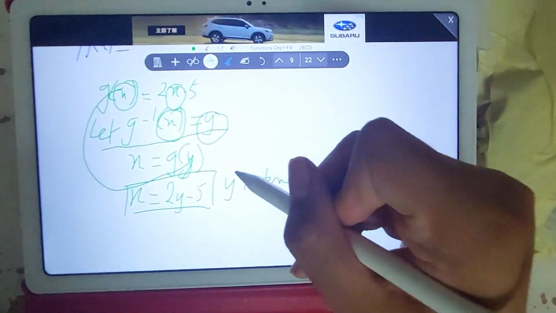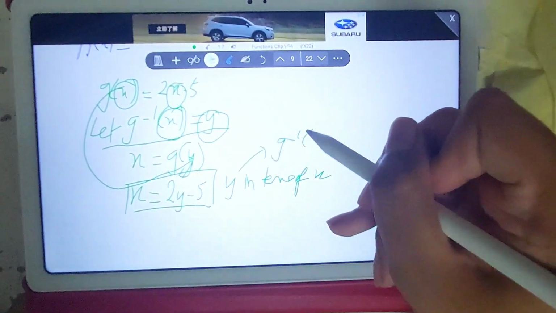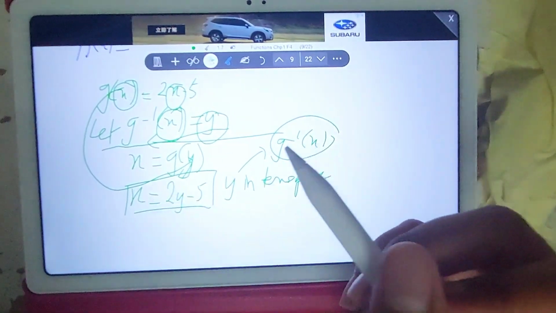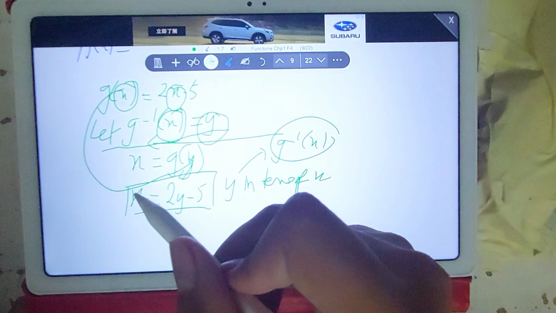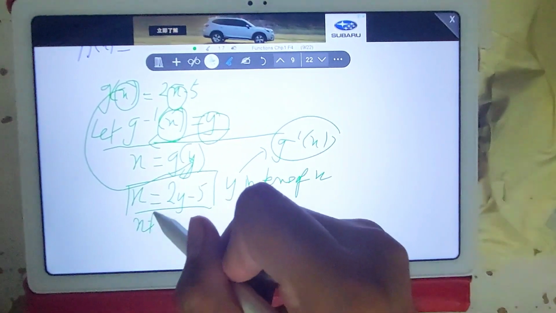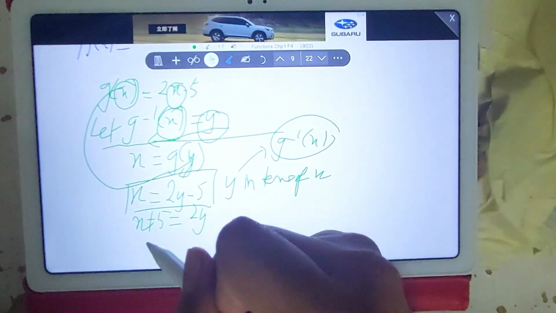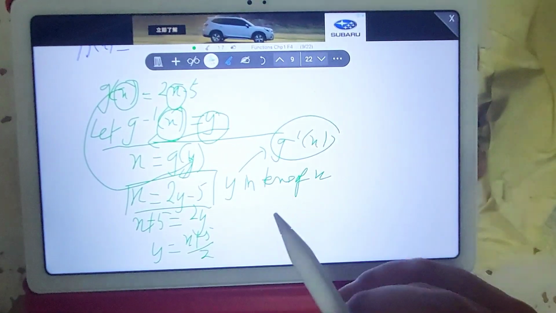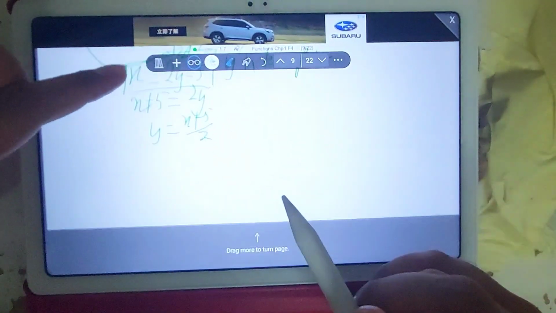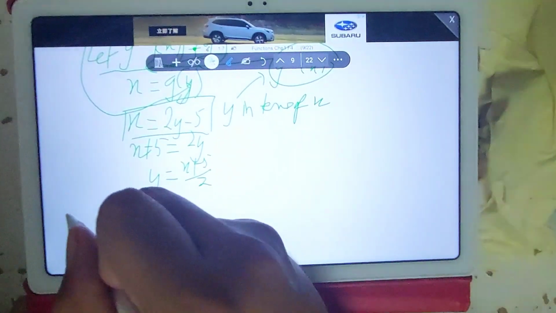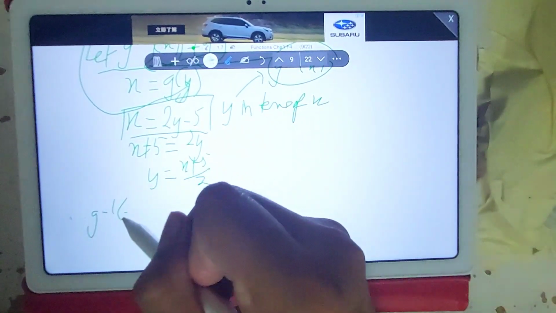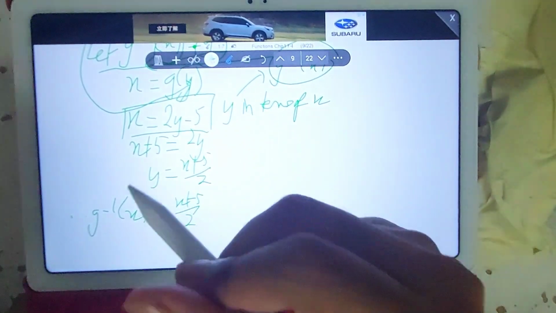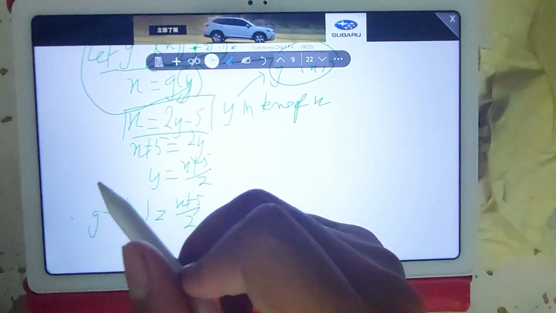So that this Y, we can substitute it with G inverse X based on the assumption over here. So let's do a bit of shifting here and there. So you will get X plus 5 is 2Y. Y is X plus 5 over 2. So from there, I can conclude that, this is a conclusion I can make, G inverse X is X plus 5 over 2. And they already gave you a condition that where G inverse 15.